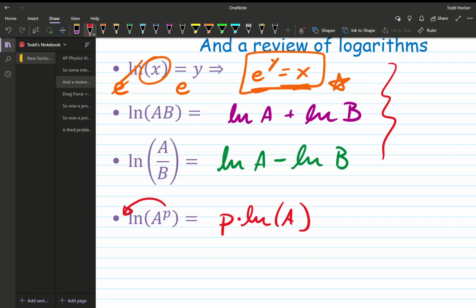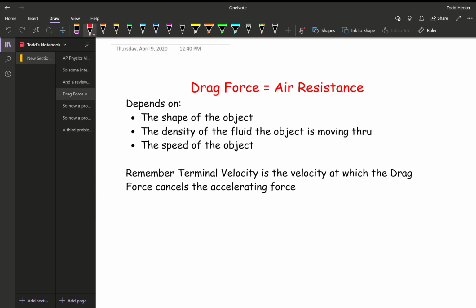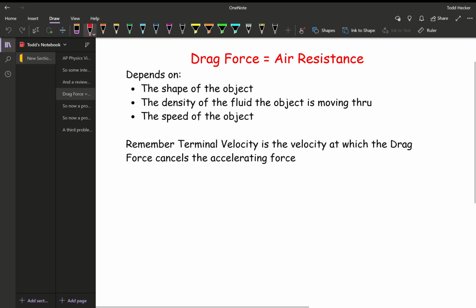So make sure you know those, and then this one is helpful. All right, great. So last year in honors, we learned about air resistance, okay?